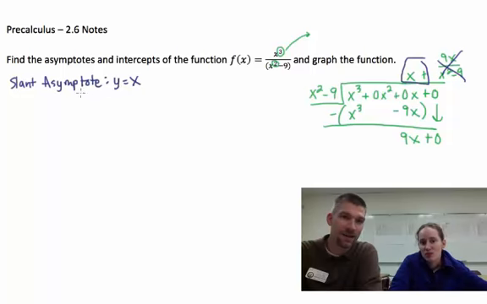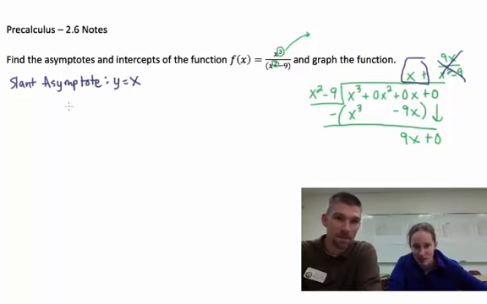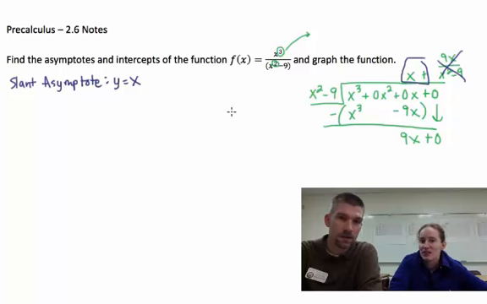We found the slant asymptote as y equals x, and now I think that we should look at the vertical asymptote. In general, one of the first things we should do when we look at a function is try to factor it. So the top, x cubed, we can't factor. But on the bottom, x squared minus 9, I don't know why there's parentheses on the bottom there.